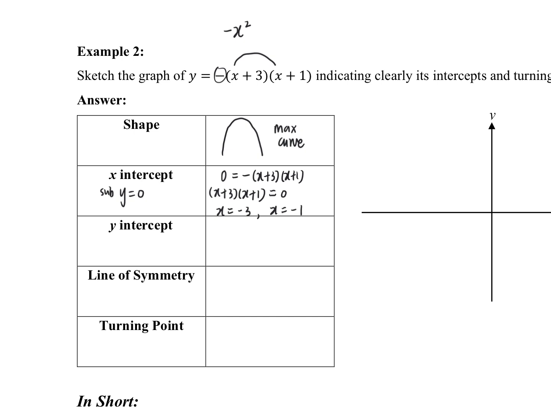Okay? And then y-intercept, you will sub x as 0. So put it into the equation. Key the whole thing into the calculator. It will give you negative 3.